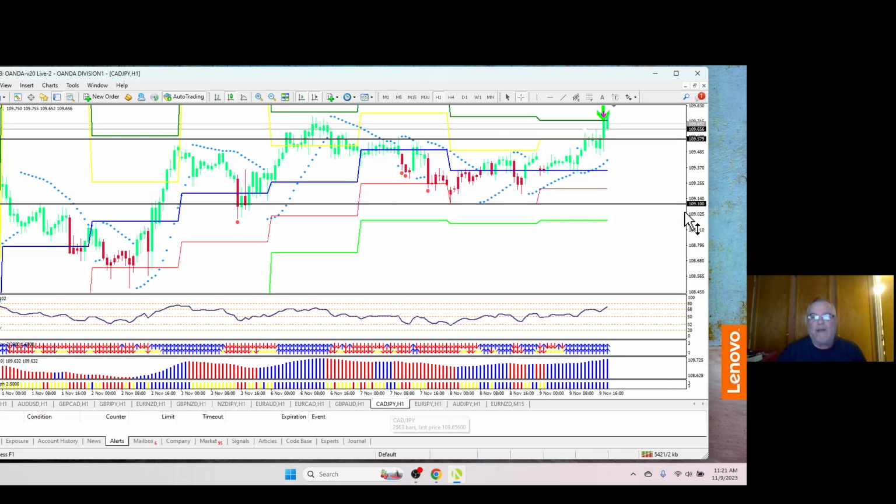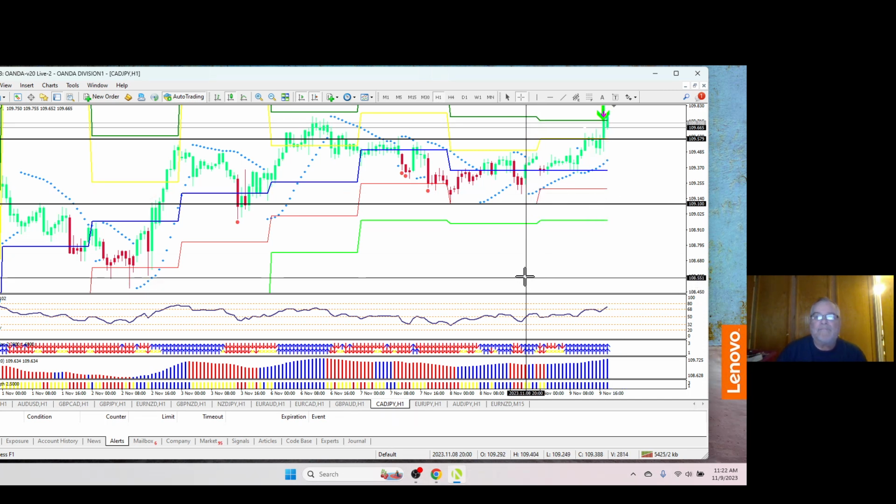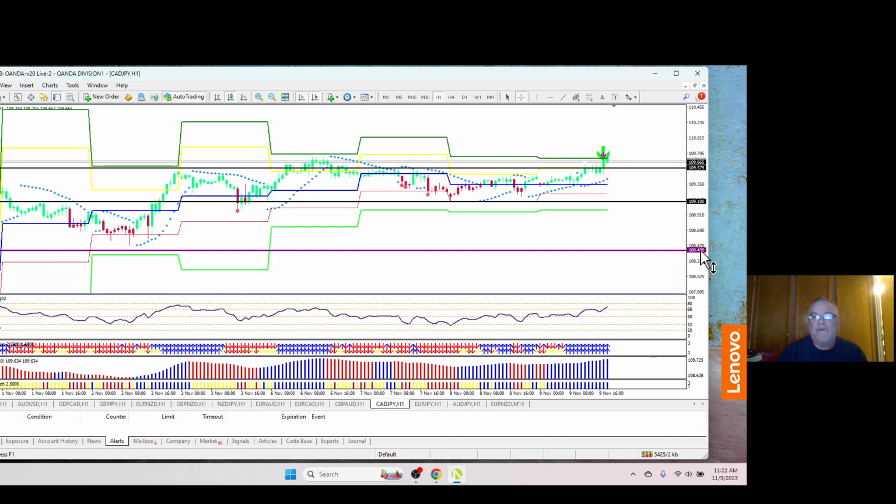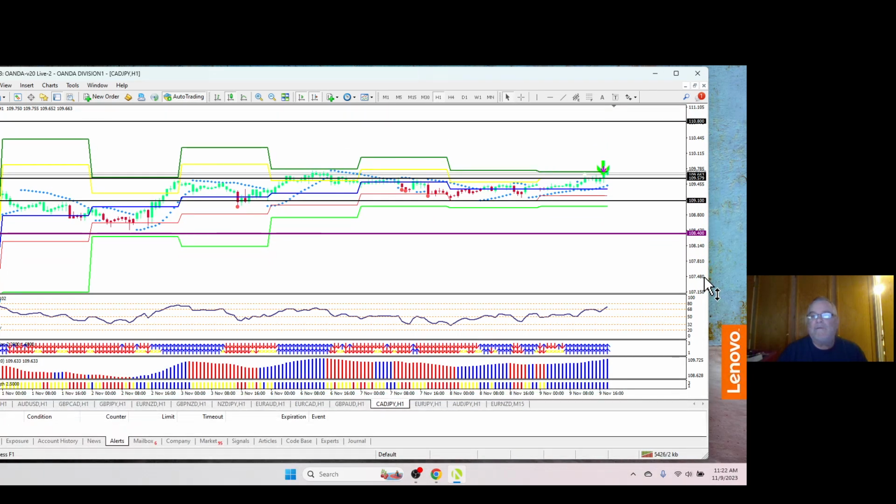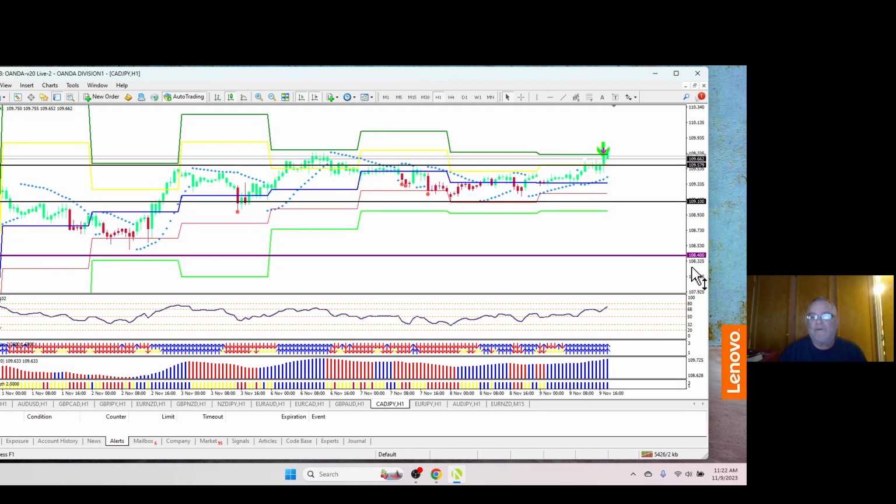On 1 hour, the CAD yen has made a 1-hour sell signal. That's got a long way to go on the hour, so I don't see anything there just yet. I think, is there anything above 110.80? It's over 100 away.